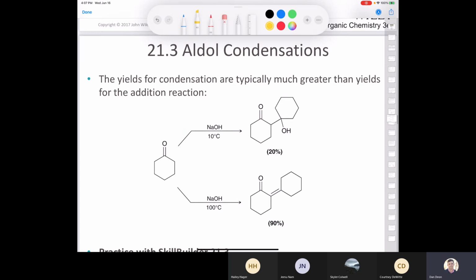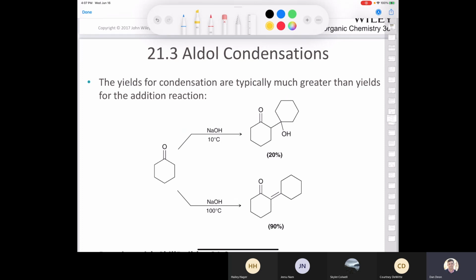So again, aldol condensations, their yields tend to be much higher. If you look at this reaction that we looked at just a few minutes ago, you take cyclohexanone. You can form the aldol at room temperature or low temperature, 10 degrees Celsius, a little lower than room temperature. And you end up with what? One fifth of the material being converted to the aldol. Whereas if you turn it up to just 100 degrees Celsius, which is a pretty easy temperature to obtain, you get the condensation product in a good yield. And again, it's because you not only lose water, you form this conjugated system here. That is the driving force behind the reaction.